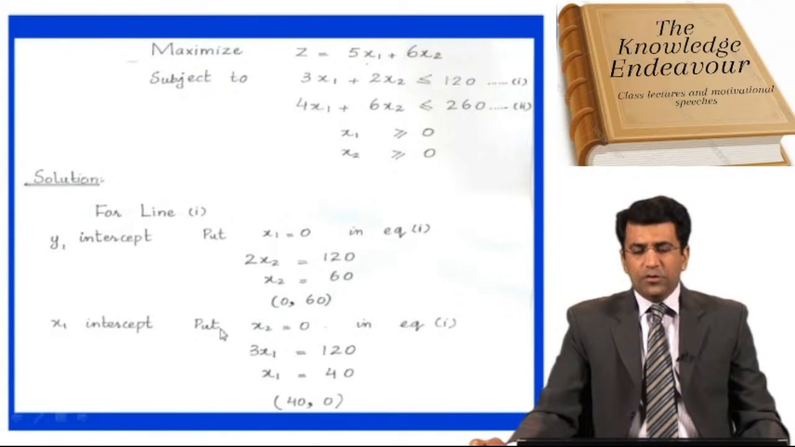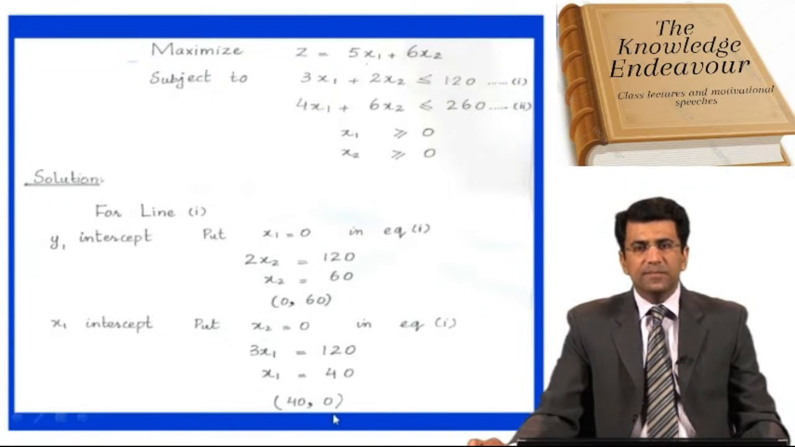Then again we will put x2 is equal to 0 in equation 1. We are talking about equation 1. Then the equation becomes 3x1 is equal to 120, and finally we will get the value of x1 is equal to 40. So we get another point, that is (40, 0). This is the x coordinate, that is 40, and this is the y coordinate, that is 0. So in this case we just put the values of the decision variables, which are x1 and x2, one by one equal to 0, in order to get the two different points.